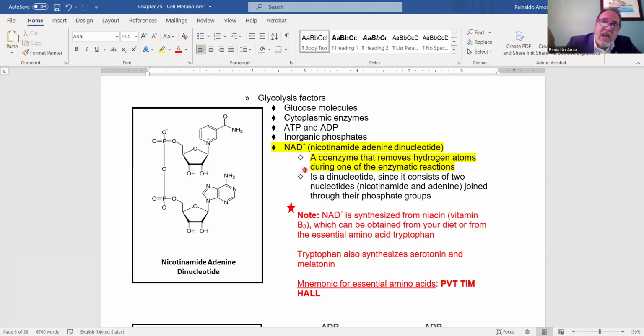Reduction is the gaining of electrons. Oxidation is the loss of electrons. You need to know that. So what's happening here is that NAD is extracting electrons from a number of reactions that we're going to see, and it's going to become reduced.